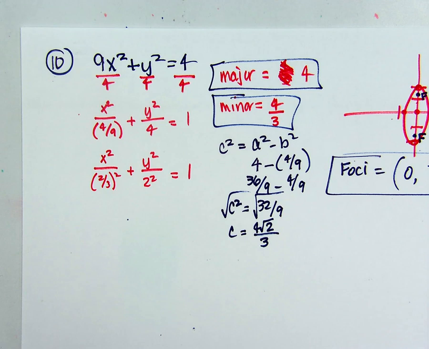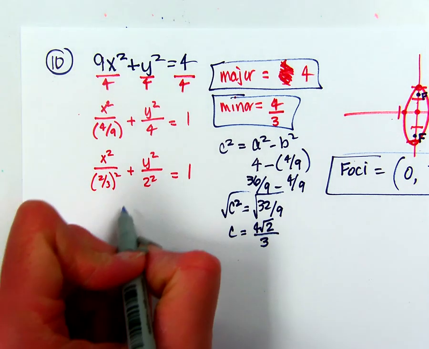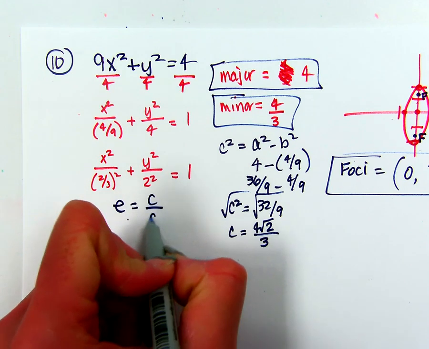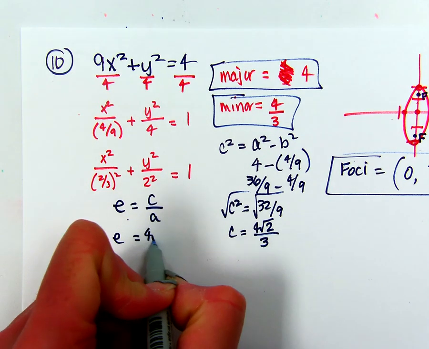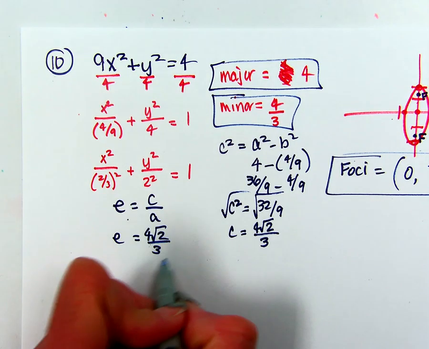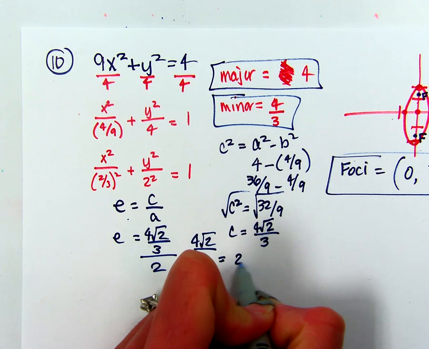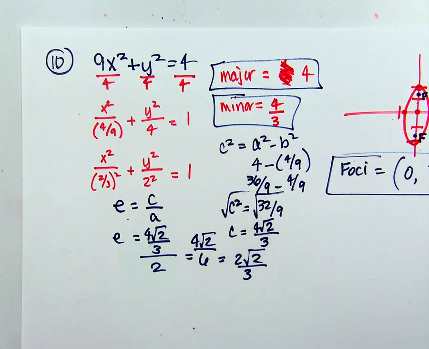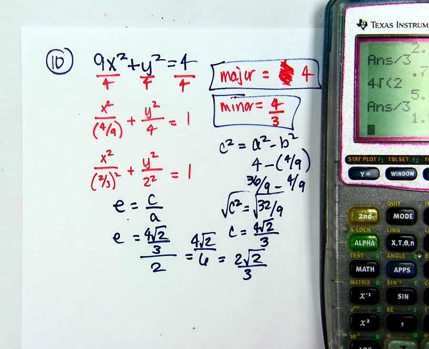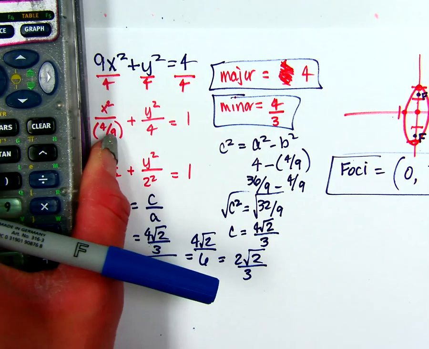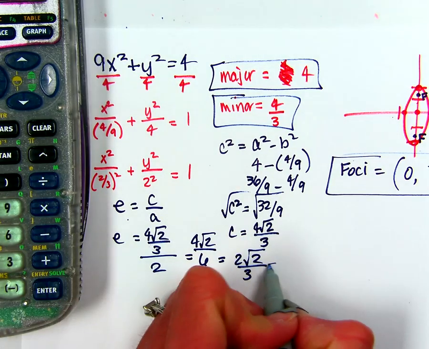And I believe that's all we need to find. So major, minor, foci, oh, eccentricity. Keep forgetting about that one. All right, so that is c over a. So c is 4 root 2 over 3, and a is 2. So really I have 4 root 2 over 6, which is 2 root 2 over 3. And then if I just double check, that's 0.94. Right, so it's a long and skinny ellipse.